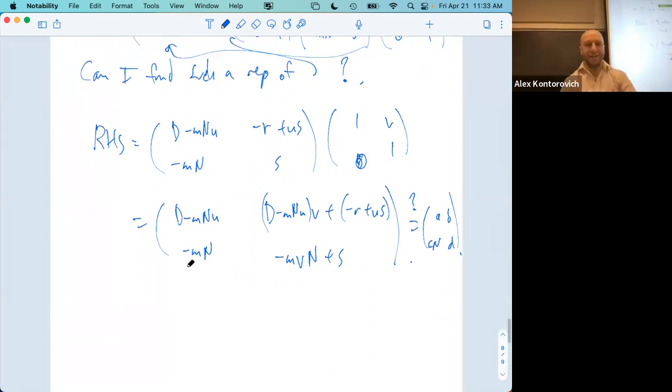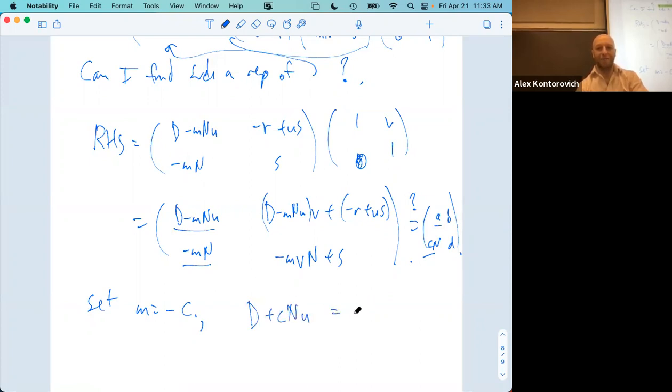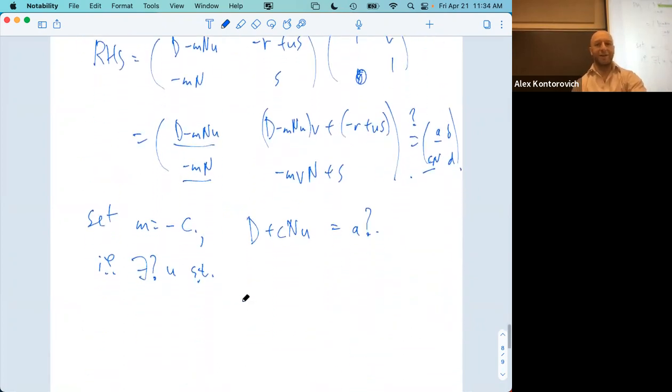Okay, well, one thing is easy. I set M to be minus C. Okay, so now can I find this? D minus M is plus C, and U is equal to A. I'm free to choose any U here I like. Does there exist a U such that D, which is equal to A minus CNU, is prime?